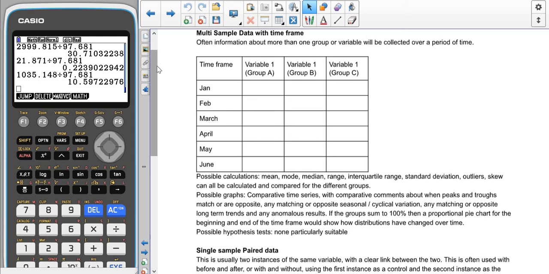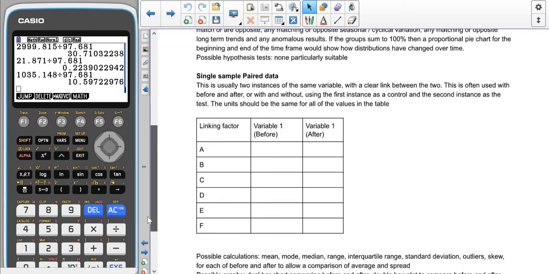And if the group is the sum to 100%, then we could make proportional pie charts. So here for the data that we've got here, we could do it from January and June, and we could compare how group A to C has changed in its distribution from January to June. So we could see how they have changed.